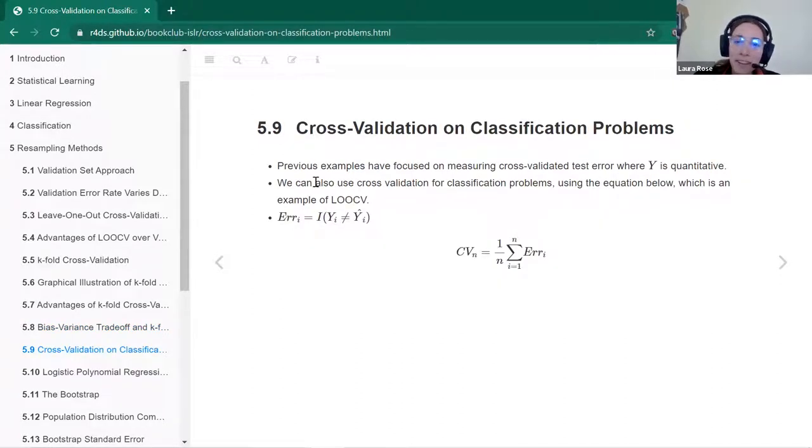Okay, so cross-validation on classification problems. Mean squared error is a commonly used error measurement that is really relevant in the regression context. So for classification problems, we can use the cross-validation methods. There's a slight change to the formula. As you can see, the error is defined as basically where our predicted value does not match the actual value.